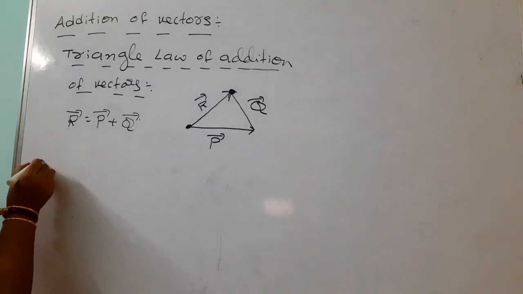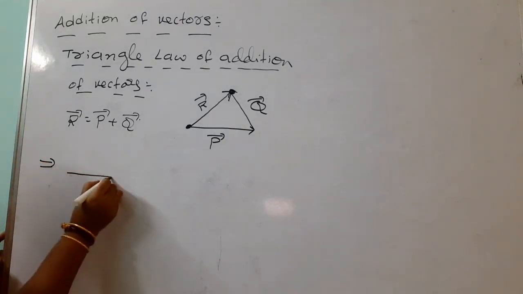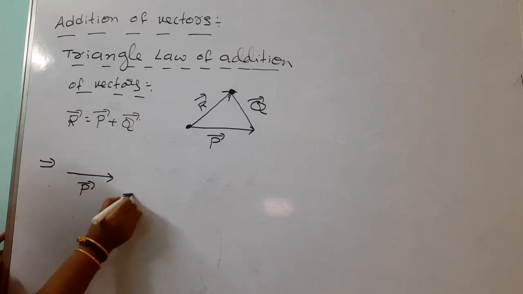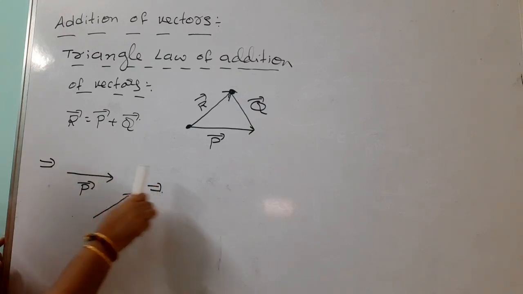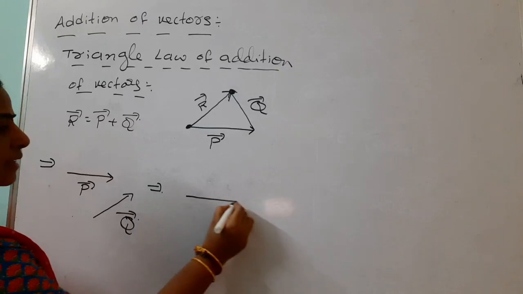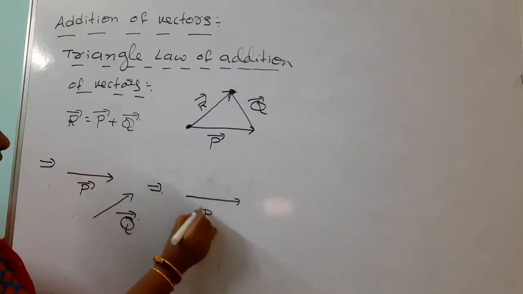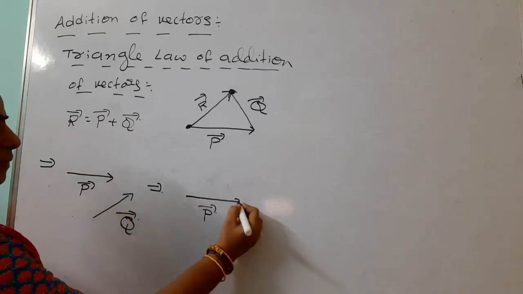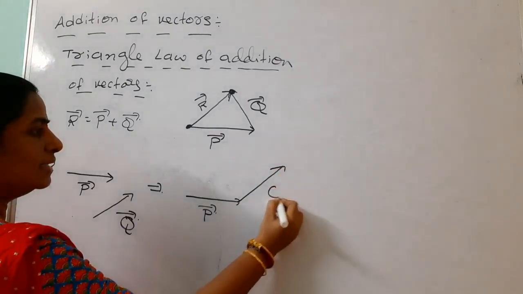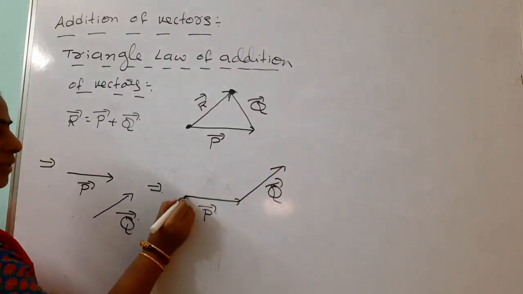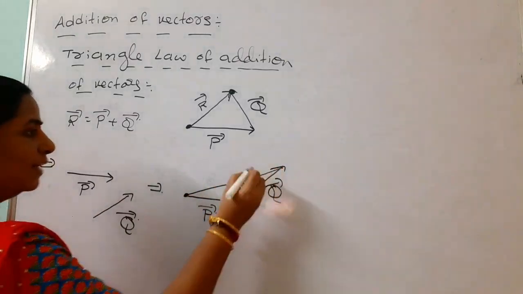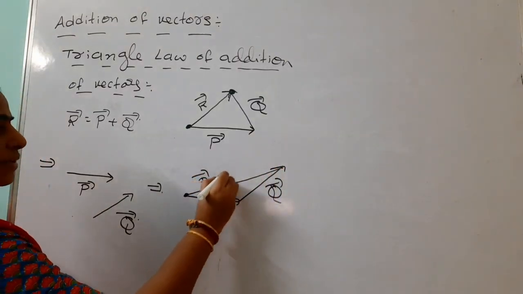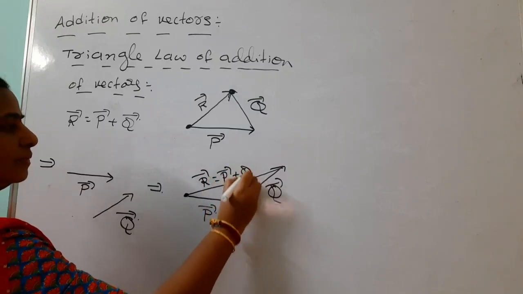Now, one more example, look here. See, this is P bar and this is Q bar. How do we add these two vectors? We have to draw a parallel to this one. Look, this is P bar, and both are parallel to each other. And this is Q bar, like this. Then the resultant: we join the initial point of the first vector and the tail of the second vector. This R bar equals P bar plus Q bar.